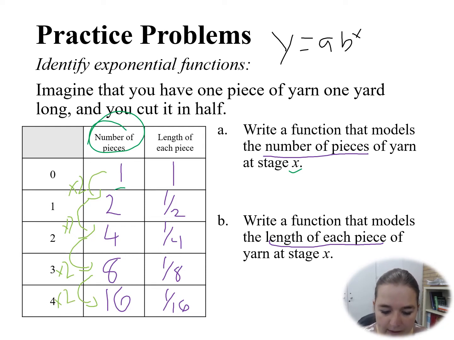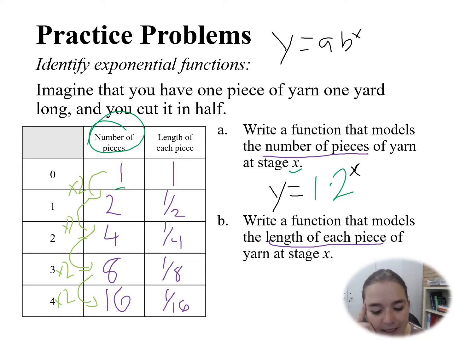So my change, my growth factor, is 2. So my equation would look like the number of pieces is equal to that start value times my growth factor of 2 to the power of x. Well, let's check and make sure. If I plug in 0, I get y equals 1 times 2 to the 0. So y equals 1 times 1, y equals 1. I like it. If I plug in 1, when x is 1, I get y equals 1 times 2 to the power of 1. So y equals 1 times 2, I get 2. When I plug in 2, I get 1 times 4. So this is my function to model the number of pieces of yarn at stage x.